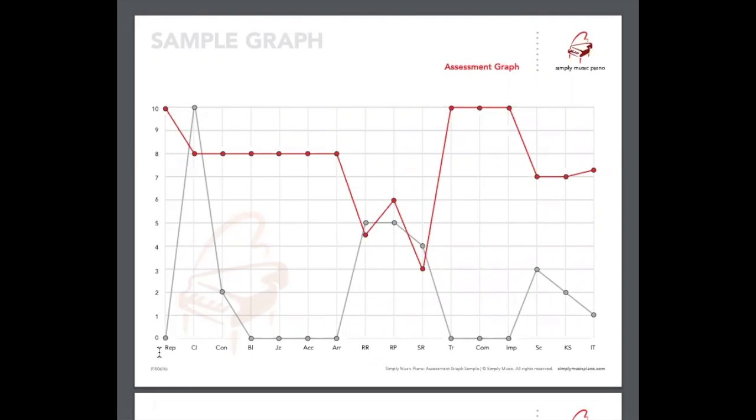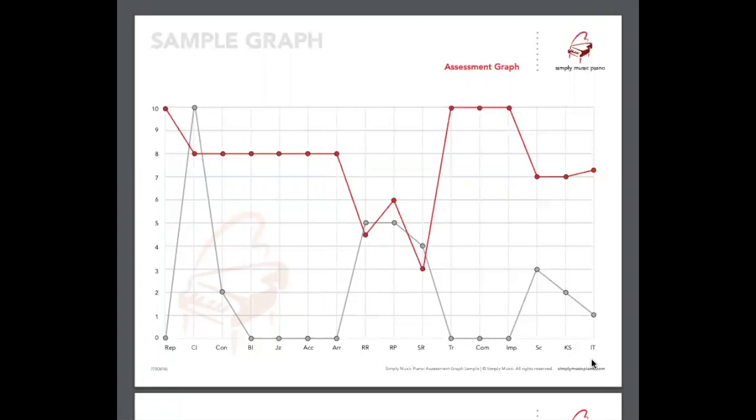And along the left side here, we have from 0 to 10, with 0 representing no experience at all, 10 representing a lot of experience. And then along the bottom, we have a bunch of abbreviations, and those represent all of those items on the student assessment list we just looked at. I'll just quickly go through those. This is repertoire, classical music, contemporary music, blues, jazz, accompaniment, arrangements, reading rhythm, reading pitch, sight reading, transcribing, composition, improvisation, scale, key signature, and integrated theory.